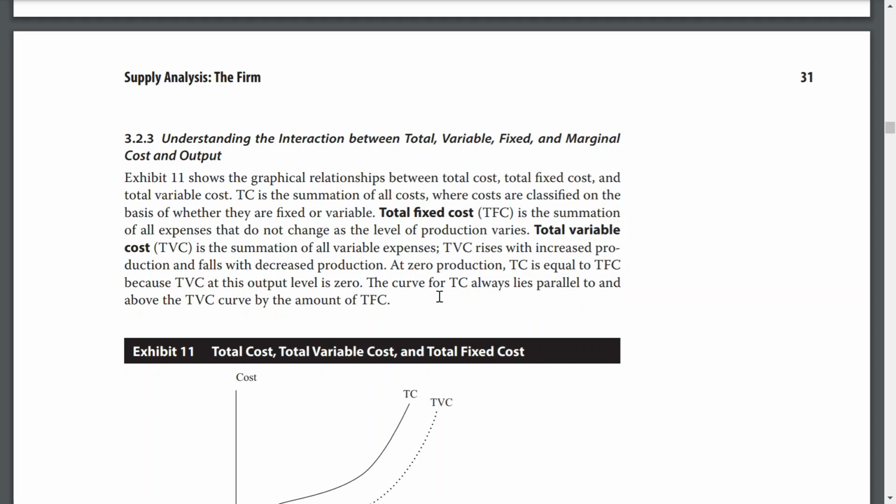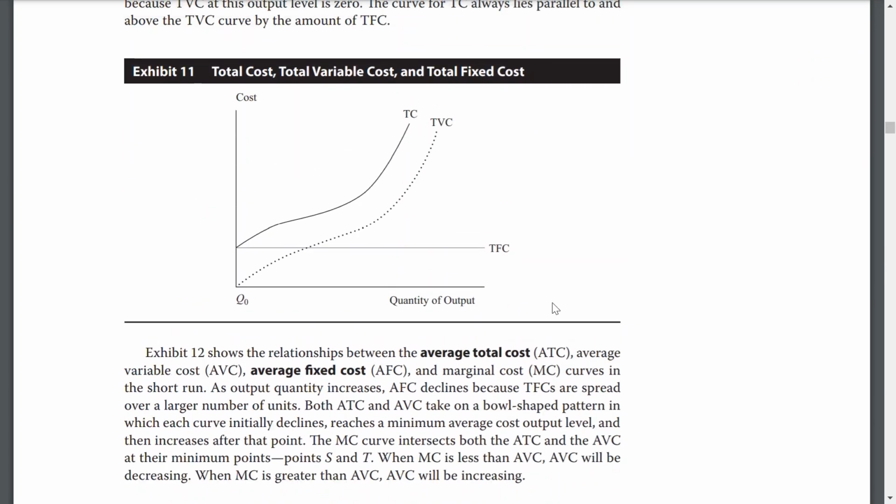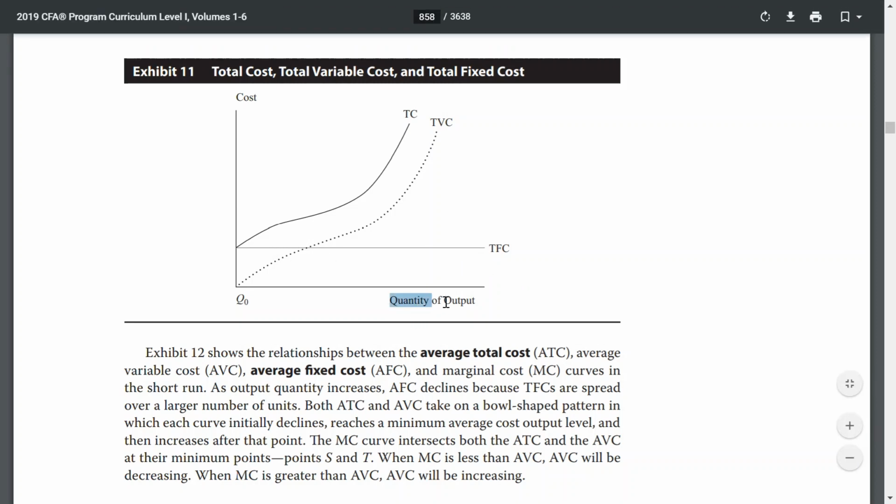At zero production, total cost is equal to total fixed cost because total variable cost at that output level is 0. The curve of total cost always lies parallel to and above the total variable cost curve by the amount of total fixed cost. This total fixed cost has remained constant even across the increase in quantity. The total variable cost starts from 0. Now the total cost is total variable cost plus total fixed cost. Therefore, the cost starts at the point at which total fixed cost exists.